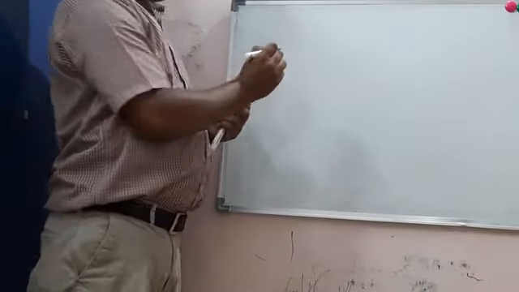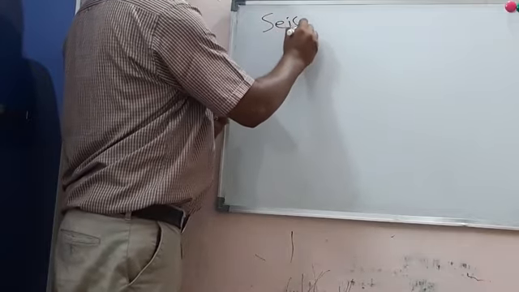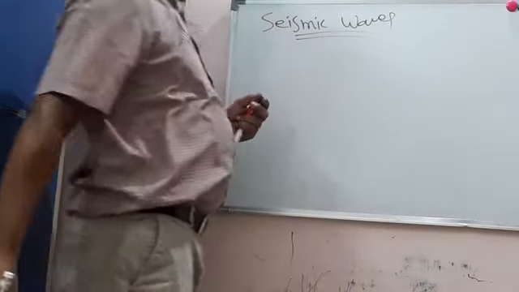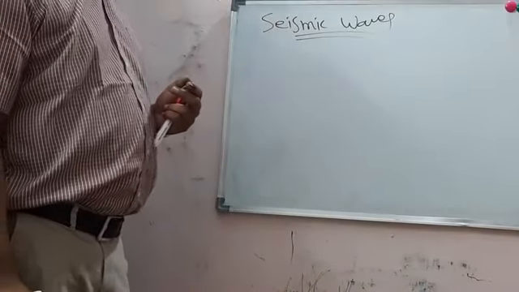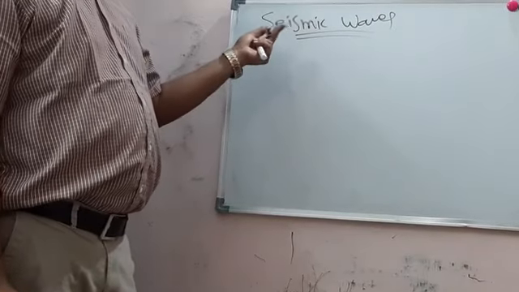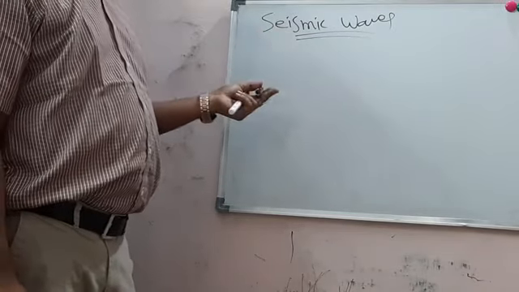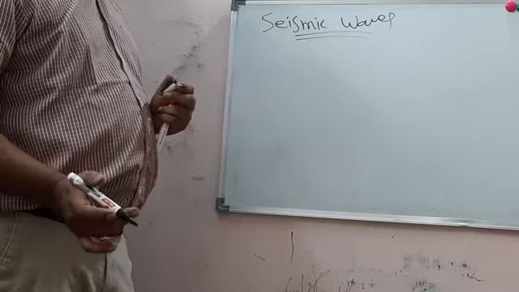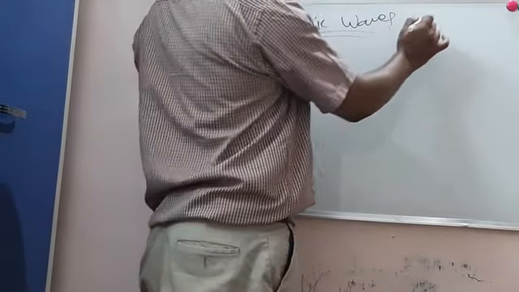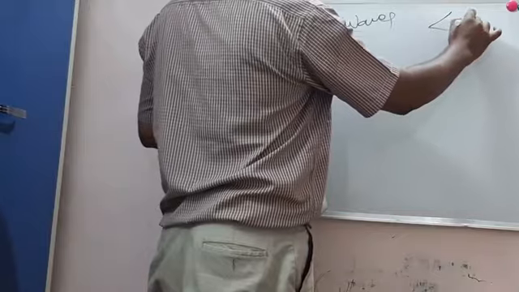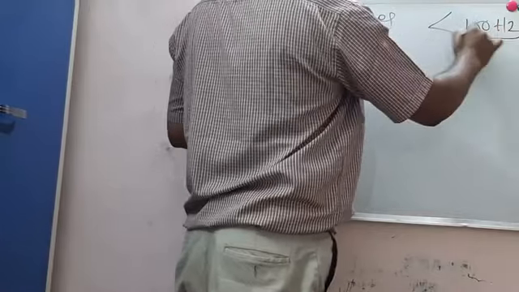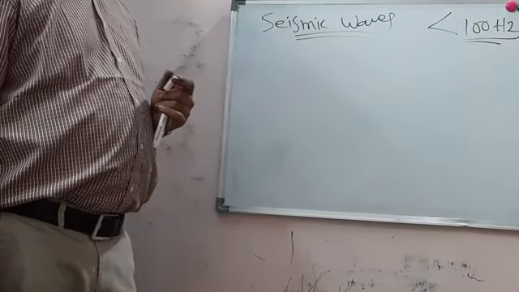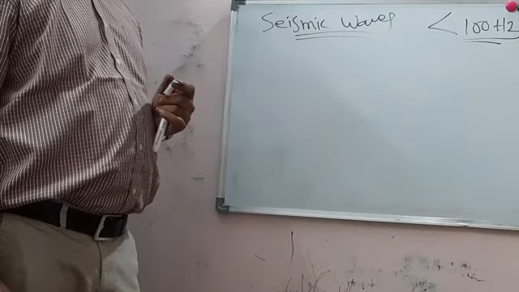One can classify seismic waves as follows. Seismic waves are earthquake waves. These come under the category of mechanical waves. A mechanical wave is a kind of sound wave, and its frequency range is less than 100 hertz.